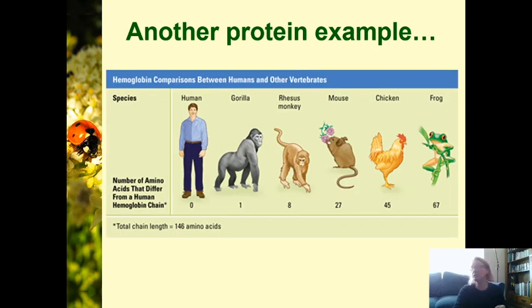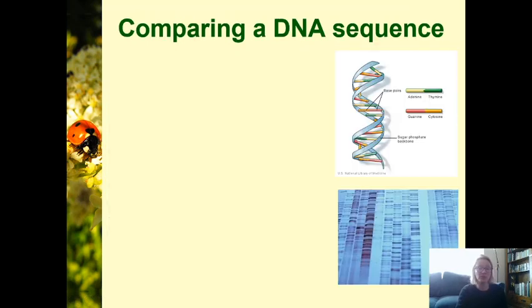So they can look at other proteins as well, things like hemoglobin, and you can see here by looking at hemoglobin, this is the number of amino acids that are different. So gorillas here have got 1 amino acid difference from humans, rhesus monkey 8, mouse 27 different amino acids, chicken 45, and a frog 67. So we can see gorilla is the most closely related to us from looking at that. But we can also look at other things. So we can look at the DNA sequence.